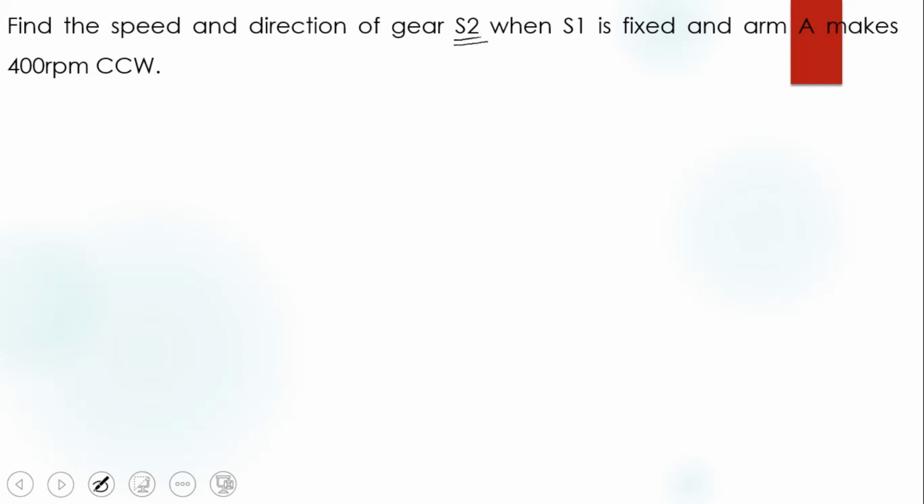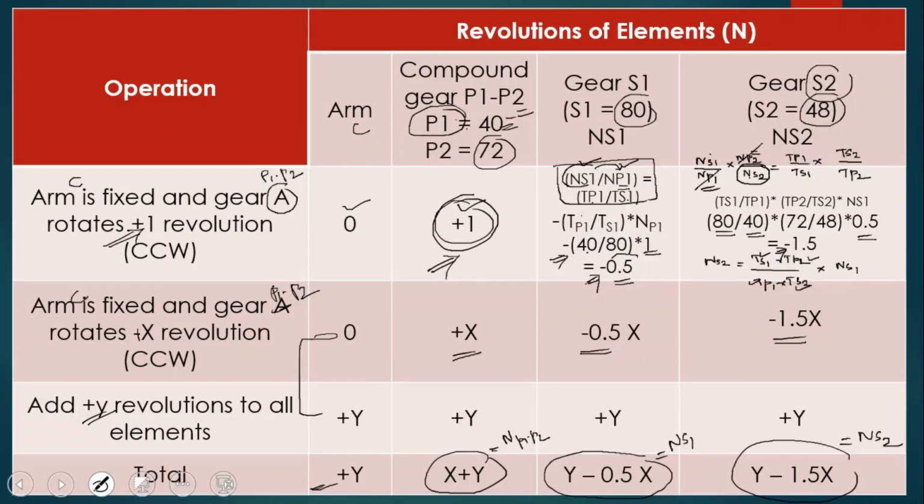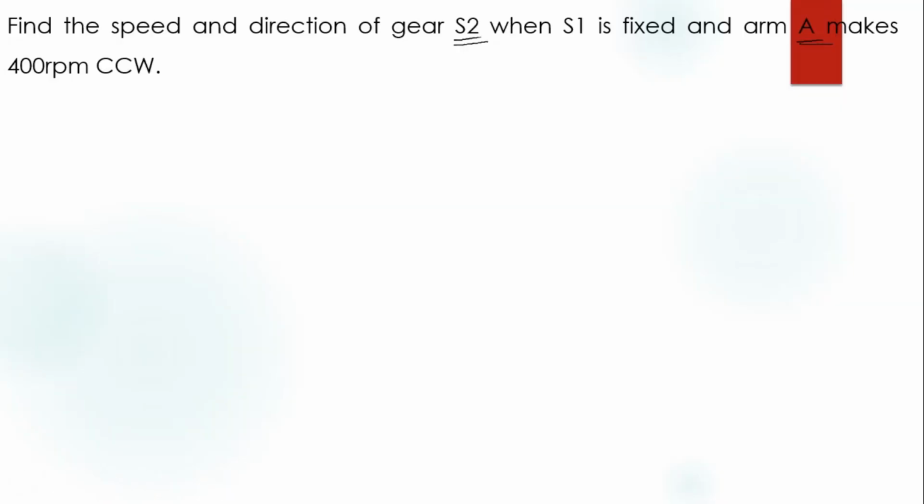Clear? And when S1 is fixed, see, now we know that A makes 400 RPM clockwise. What is A here? The arm. Instead of C, take A, right? So NA is equal to plus Y. Clear? So NA is equal to plus Y. So what is the value of Y? 400 RPM clockwise. So NA is equal to 400 RPM. Clear?